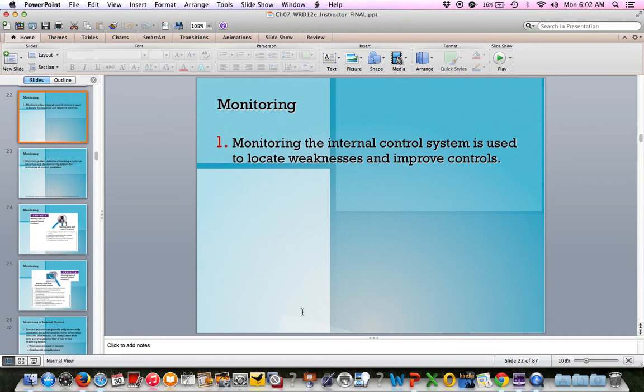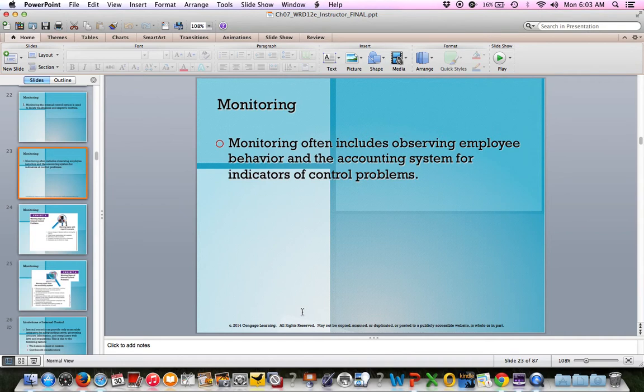Monitoring, obviously we need to monitor controls, find weaknesses and improve them as we do that monitoring. It includes observing employee behavior and the accounting system for indicators of control problems. You're looking for anomalies in financial statement numbers that might be an indicator of control issues.